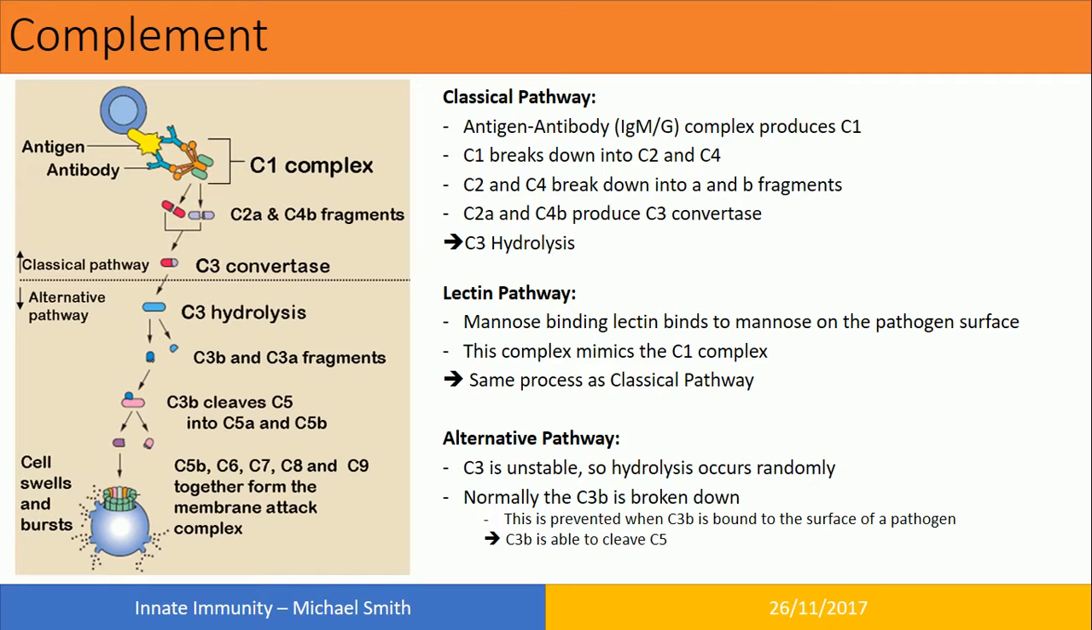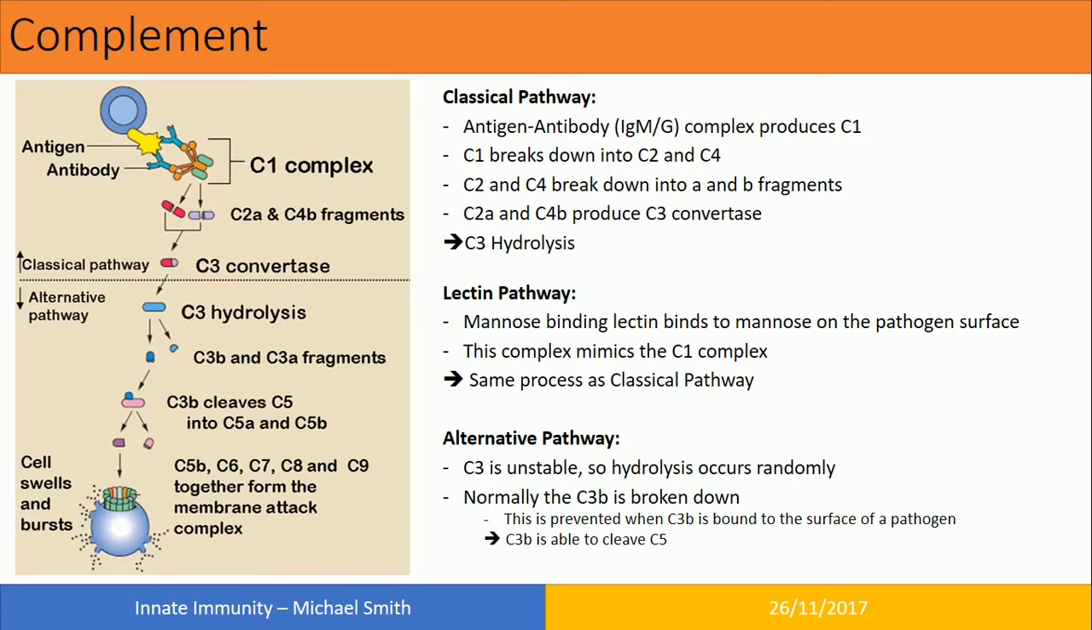And it again gets broken down into our C3A and C3B, and the C3B then has the role of breaking down C5 into C5A and C5B. And C5B, and then C6, C7, C8, and C9 all come together to form what's known as the membrane attack complex. And this is how complement breaks down other cells, and it causes them to swell up and burst because it's basically created all these little holes within the membrane of the cell.